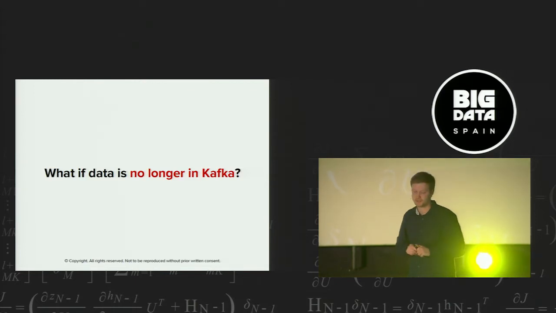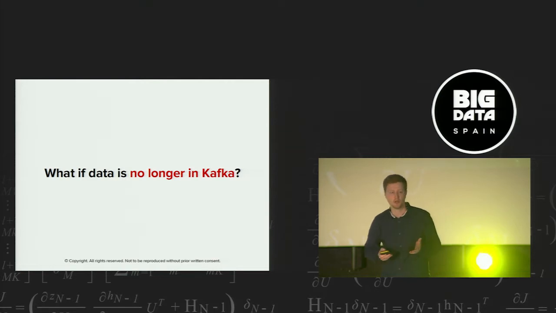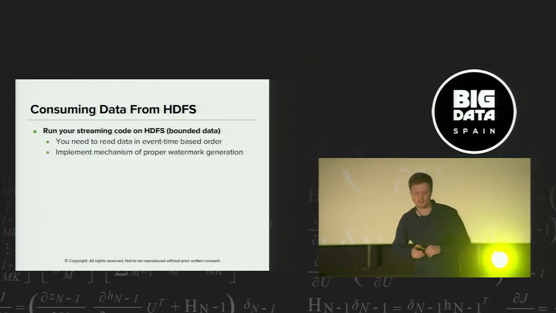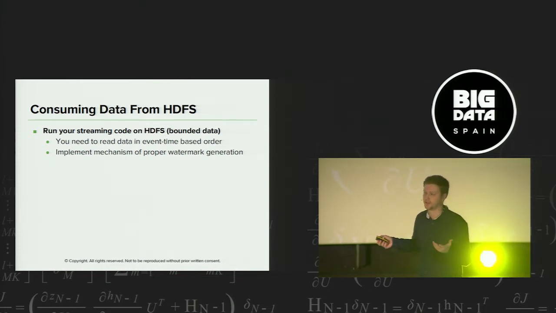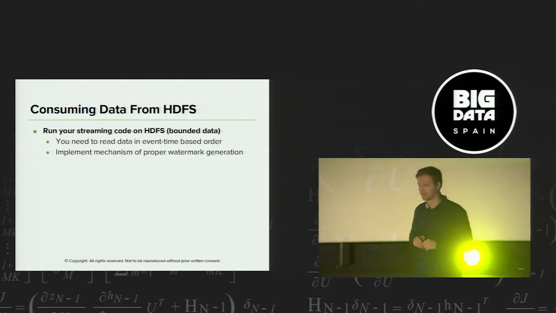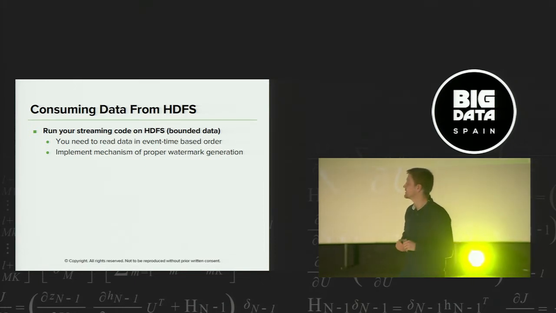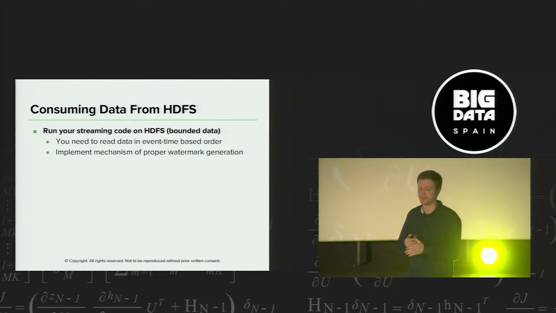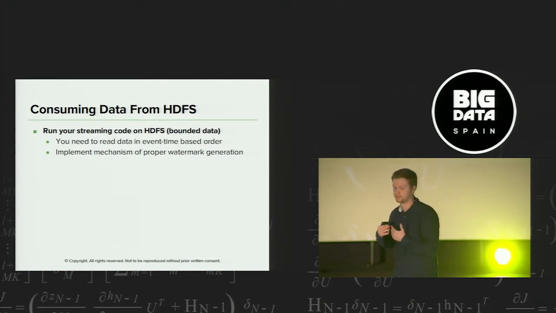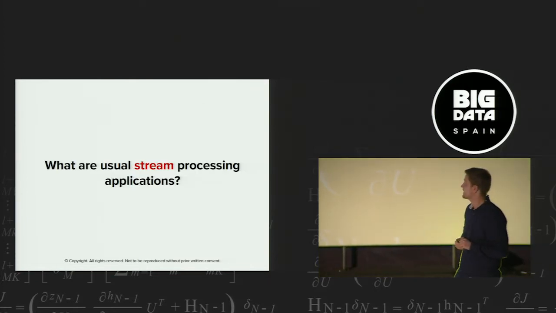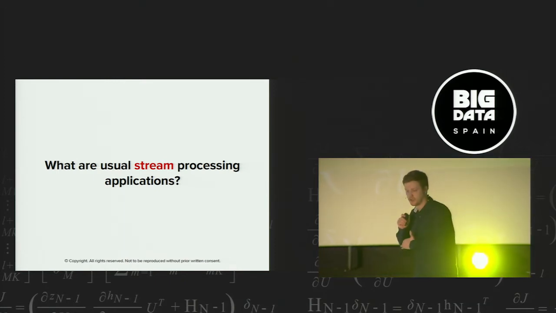Another question that may arise is, what if the data is no longer available in Kafka, maybe because of some retention policy or something like that? So we can store the historical data, for example, in HDFS or any other distributed file system, and we can use Apache Flink with the same processing pipeline consuming data from HDFS. The only difference is that we should be able to replay the order of the events, or at least be able to provide some rules on the timestamp in the event. So, for example, we should store in those files events from the same period of time. But it's doable.